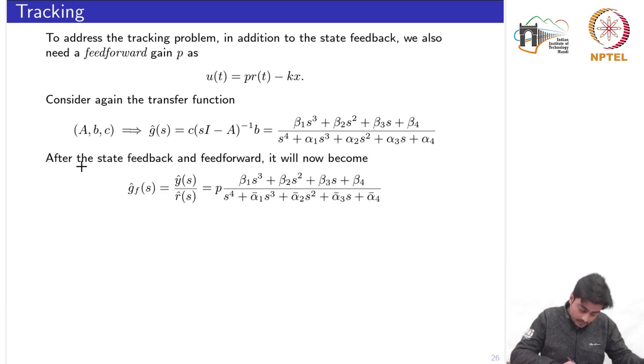Now after applying this state feedback and the feed-forward, the overall transfer function of the closed loop system becomes Y hat over R hat. The denominator contains all the desired eigenvalues, written in terms of a characteristic polynomial with coefficients alpha i bars, and the numerator won't change, as we had seen earlier. Now in addition to this overall transfer function, we have the additional parameter P associated with it.